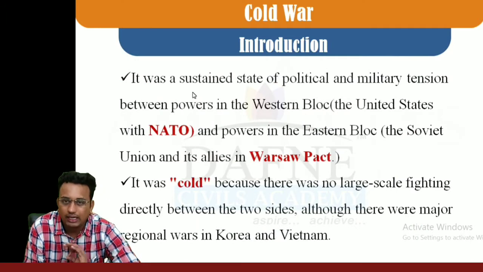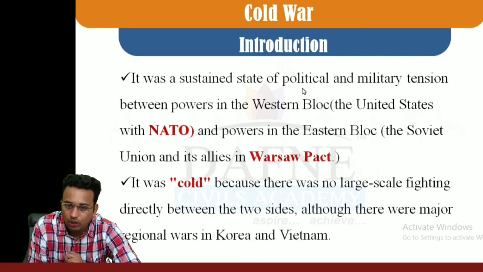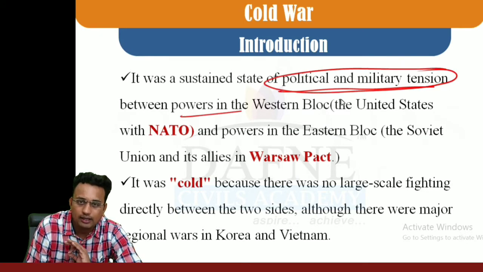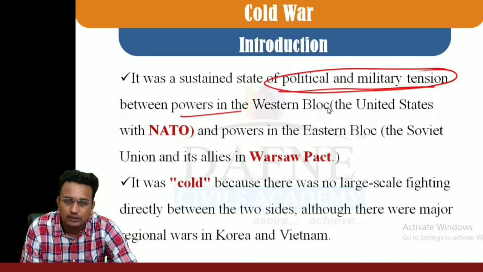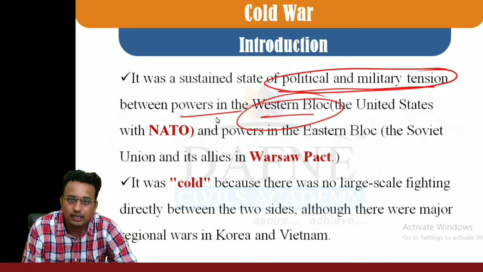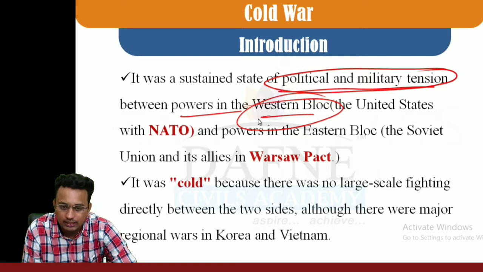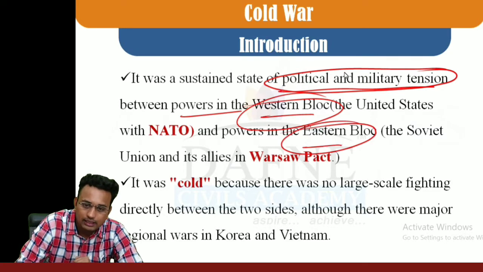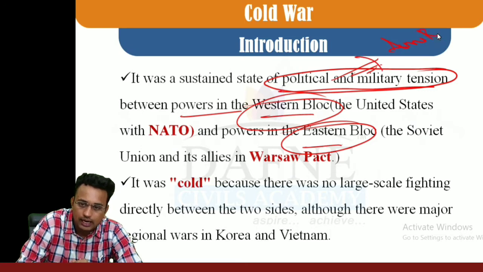Next, what exactly is the Cold War? It's a political and military tension between the powers. One got classified as the Western Bloc, headed by the US, and the other is the Eastern Bloc. The political and military tensions were in the form of an arms race. Missiles got developed and all.